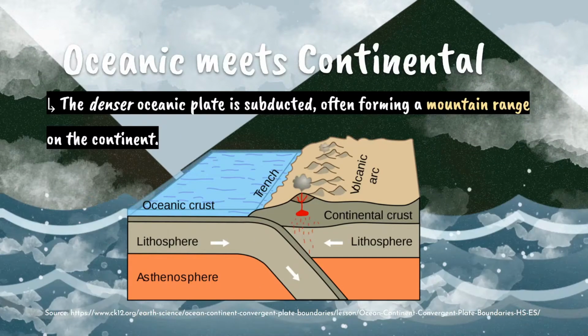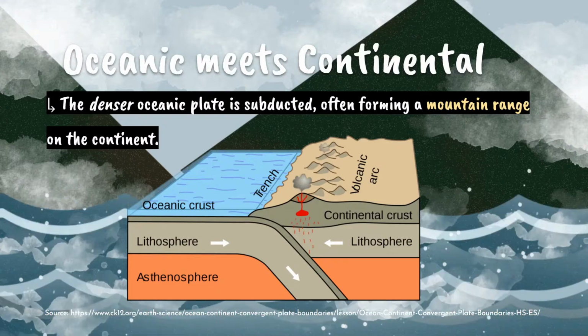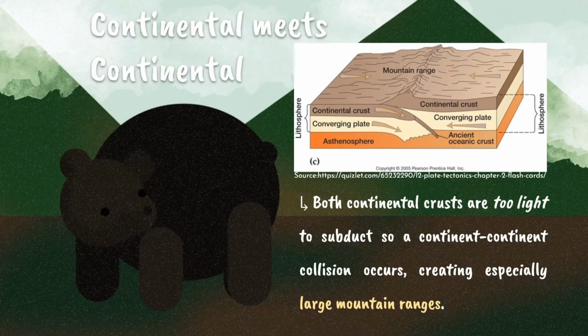Another situation is where oceanic crust meets a continental crust. The denser oceanic plate is subducted, often forming a mountain range on the continent. And the third situation is where continental crust meets another continental crust. Both continental crusts are too light to subduct, so a continent-continent collision occurs, creating especially large mountain ranges.